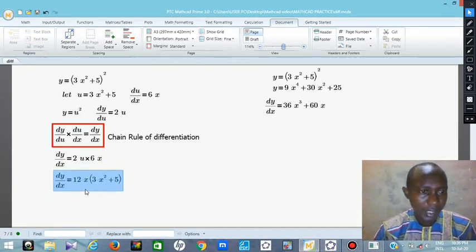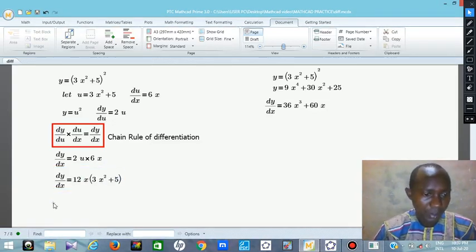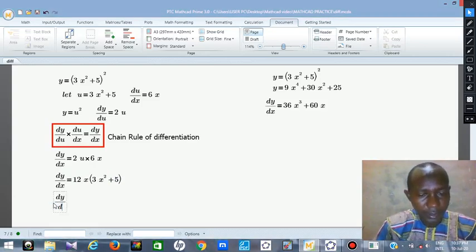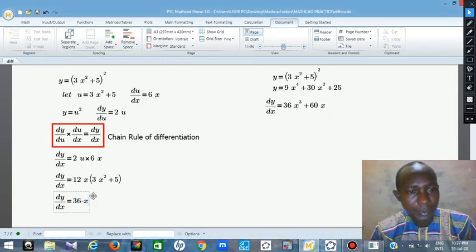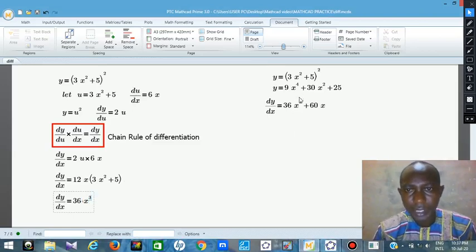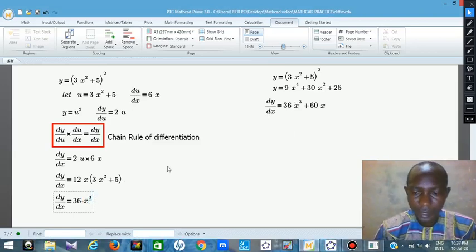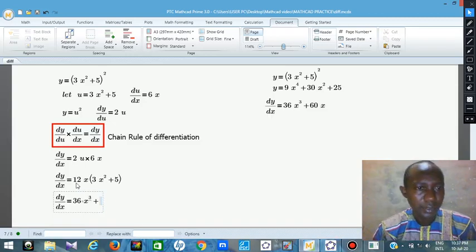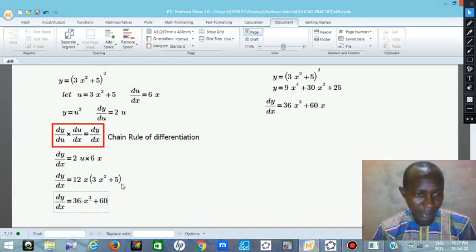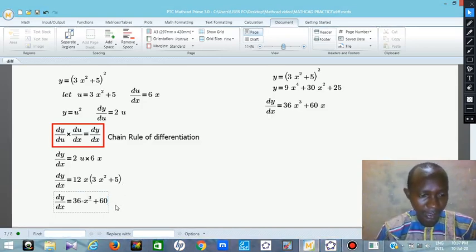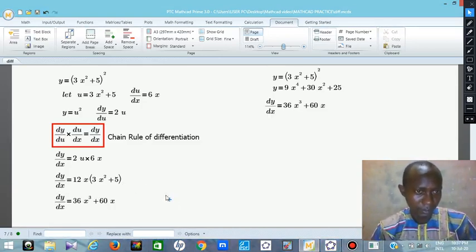I'm going to get the same answer we got in this place, which is dy/dx. dy/dx is equal to 12 times 3, which gives us 36. Then x times x squared gives us x cubed, which is the first term we got here, you can see. Then plus 12 times 5 gives us 60. Then x times 5, which is 60x. So this is the answer of the differentiation of this.